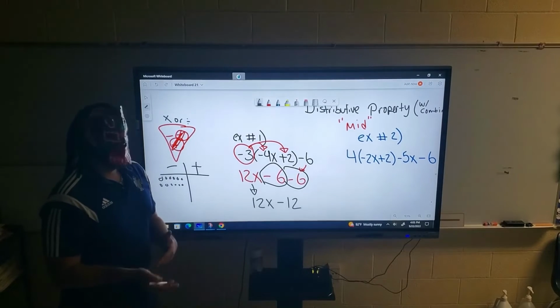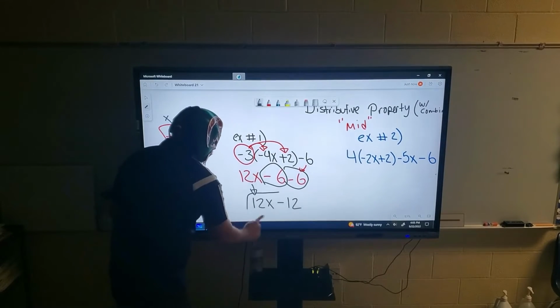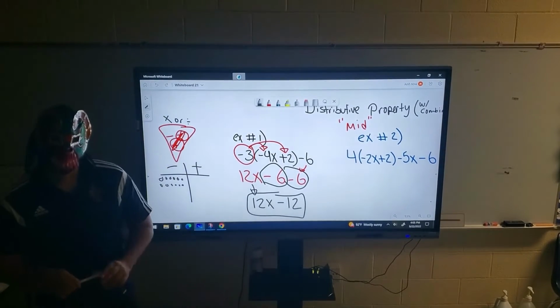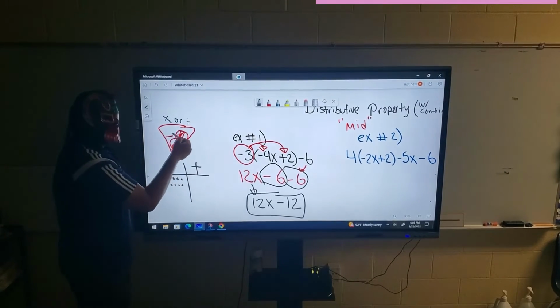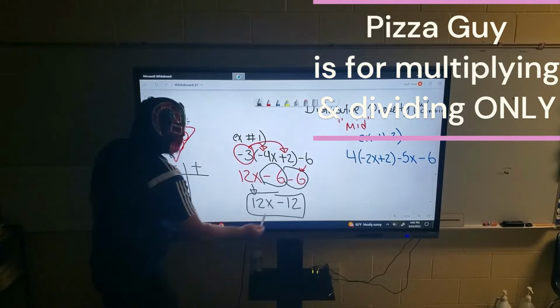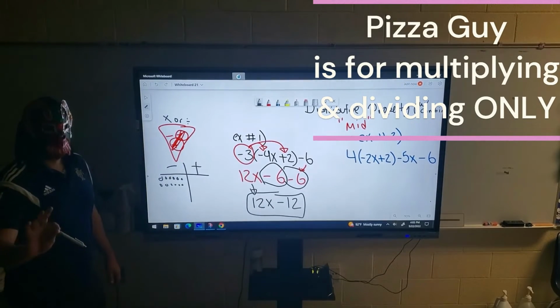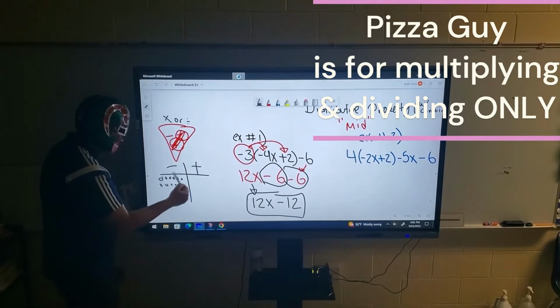One has a variable, one doesn't. You cannot combine them. This will be your answer. Again, super important thing to remember. You only use this when you're multiplying or dividing. And whenever you're combining, you're not multiplying or dividing, you use this.